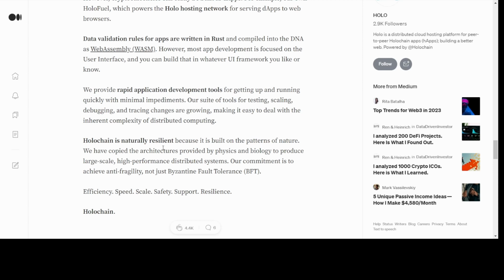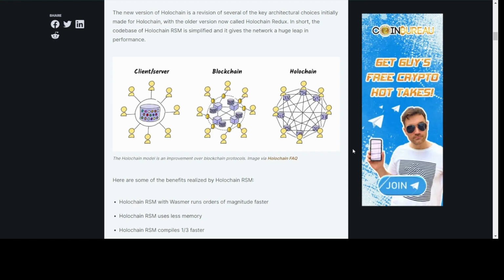And overall, it wants to be naturally resilient, so it's not just relying on the Byzantine fault tolerance that many blockchain networks use. Now it's going to have multiple architectures within that system. These systems were all created by utilizing physics and biology to produce a more large-scale, high-performance, and distributed system. So here's a visual of how Holochain works.